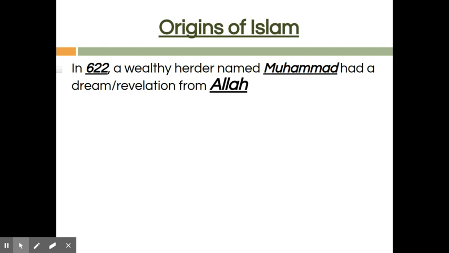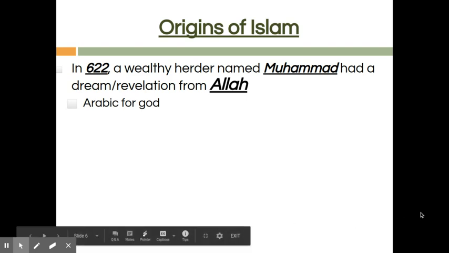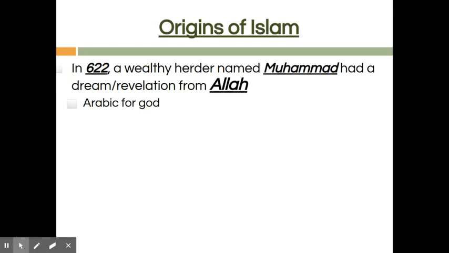In 622 AD, a very wealthy man named Muhammad had a dream. Muslims call it a revelation from Allah. The word Allah is Arabic for God. We'll use that term a lot in regards to this presentation. Arabic is the language used throughout the Middle East, as well as for those who do practice Islam.